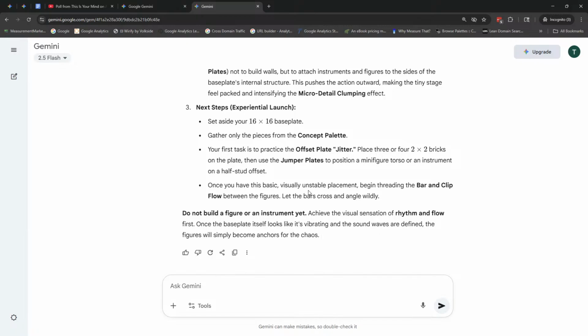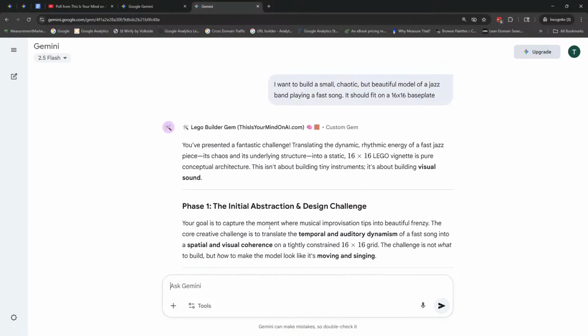Perfect. So at this point, now you can have a conversation about, oh, I'm out of this part, or what do I use in this instead? Because now it's really focused on your build. But it was for that from the very start.